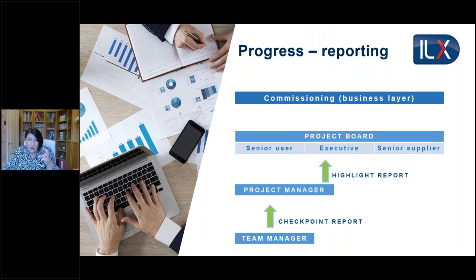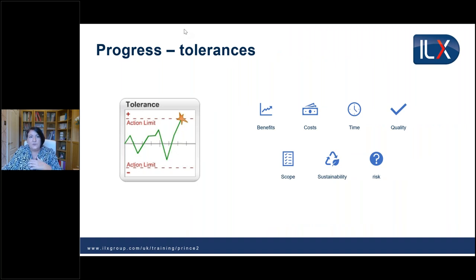Now, the project board, specifically the executive, needs to keep that commissioning business layer up to date, and they'll send regular project status reports. Now, the checkpoint, highlight, and project status reports, these are all time driven, which means they are created because it's that day of the week or it's the first Tuesday of the month, whatever it may be. Now, those reports are purely just describing progress. They're not describing problems that might be happening. If we have problems, we need to look at those in a slightly different way.